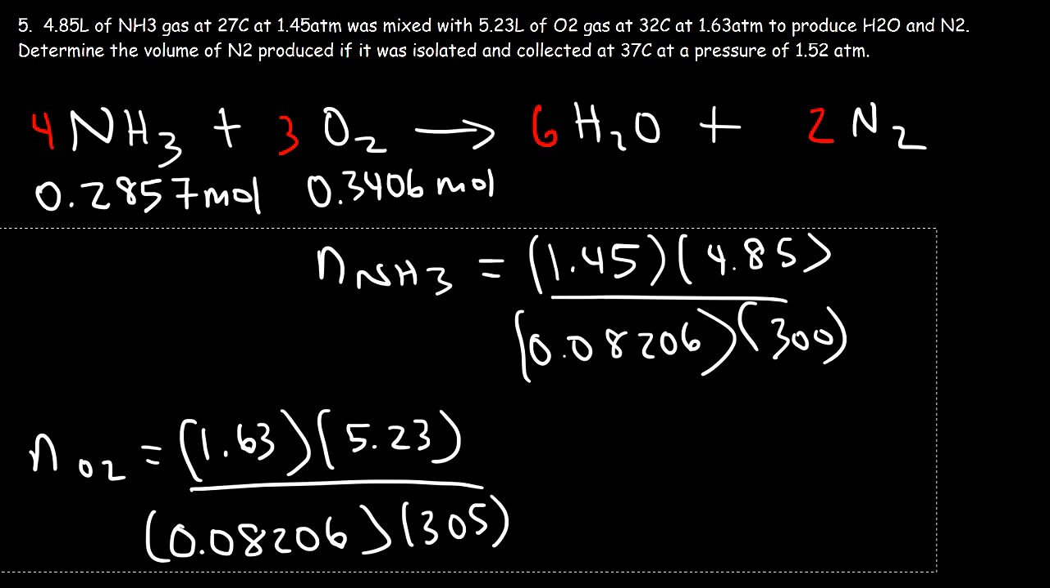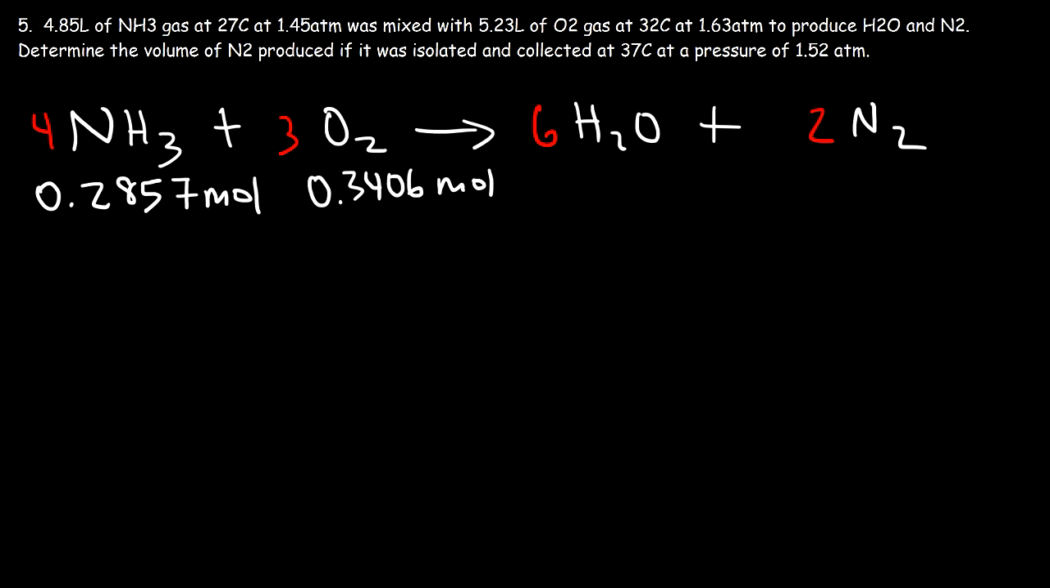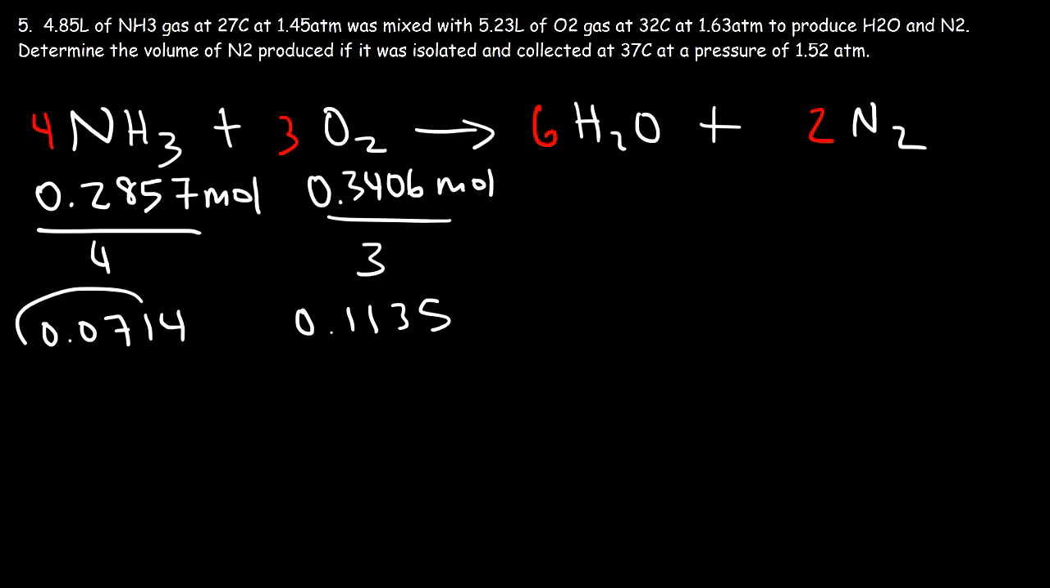Is it O2 or NH3? To find out for sure, divide the moles by the coefficient, which we could see here, and see which number is lower. 0.2857 divided by 4 will give us a mole per coefficient ratio of 0.0714. And in the case of O2, 0.3406 divided by 3 is 0.1135. So NH3 has the lowest mole per coefficient ratio, which means it's the limiting reactant. It's going to run out first. O2 is the excess reactant.